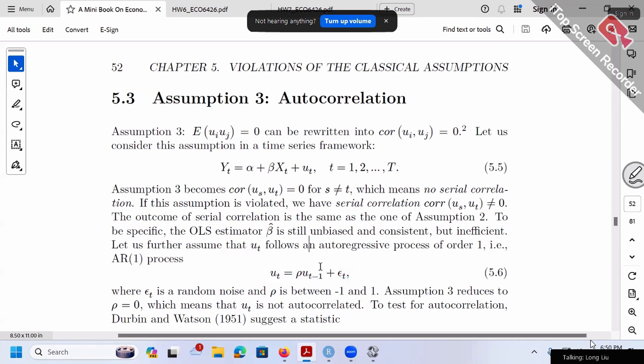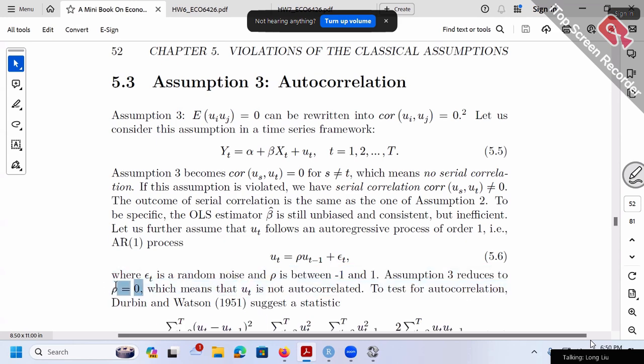Under this AR1 process assumption, our assumption number three could be simplified to rho equals zero. Let's see. If rho is zero, it means last year doesn't affect this year at all, right? Of course, this year doesn't affect next year either. So if rho is really zero, then over time, talking about the term Ut, there's no correlation at all, no relationship at all. That's why assumption three could be simplified to rho equals zero, under the further AR1 process assumption.